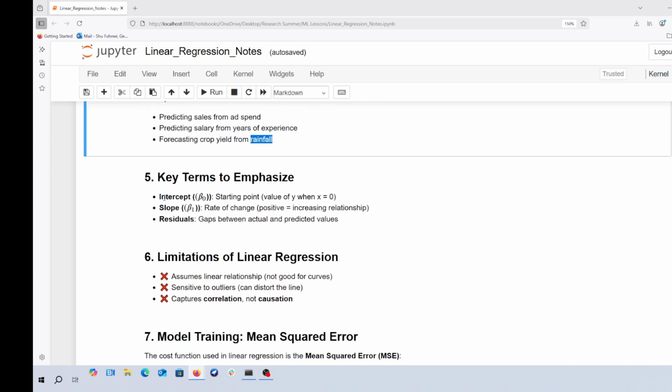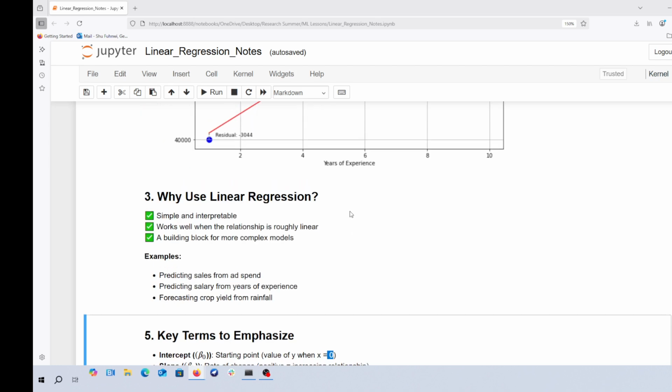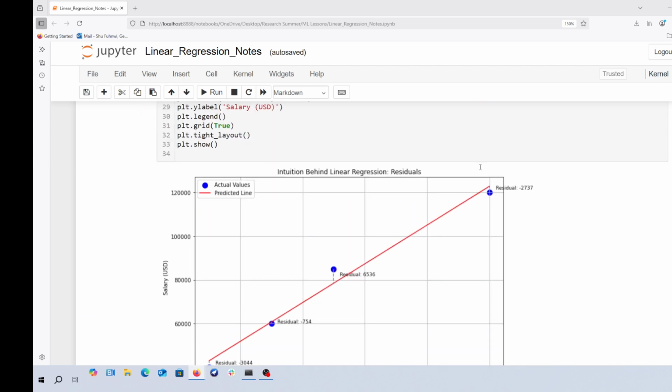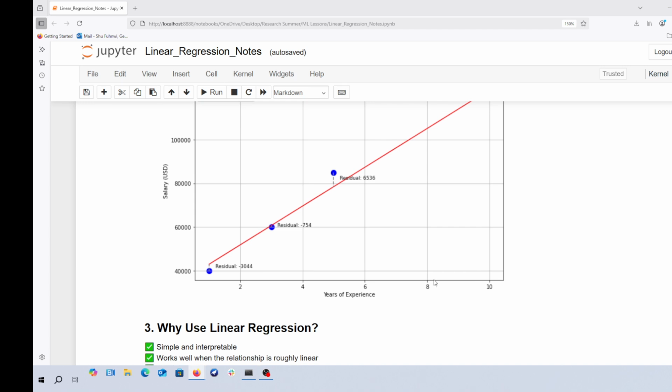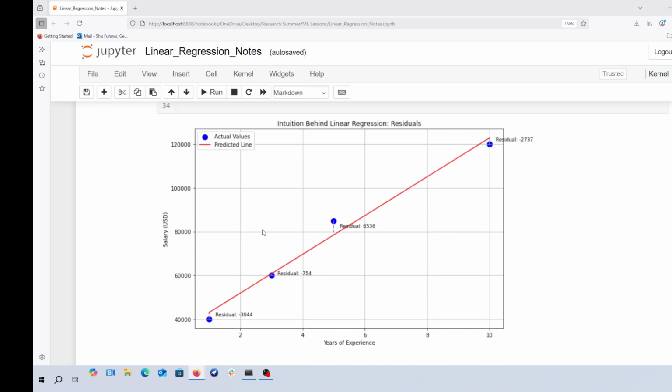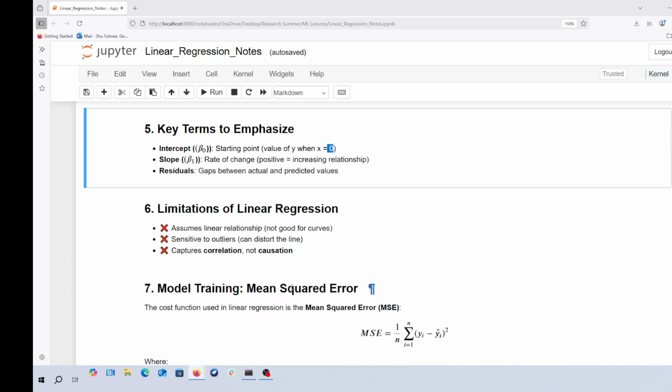The key concepts here are the intercept, which is the starting point value of y when x is 0, and beta 1, which is the rate of change. A positive value equals an increasing relationship. We can see here that it is an increasing relationship, but there are cases where as years of experience increase, the salary might be decreasing or something like that. We are going to see such problems.